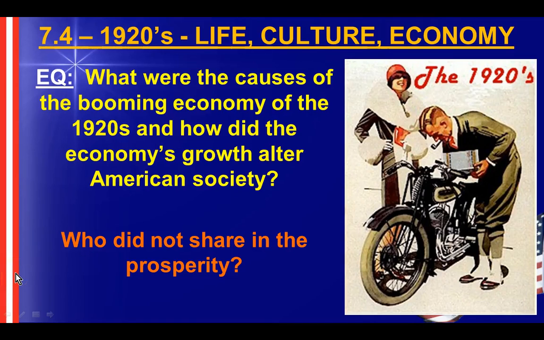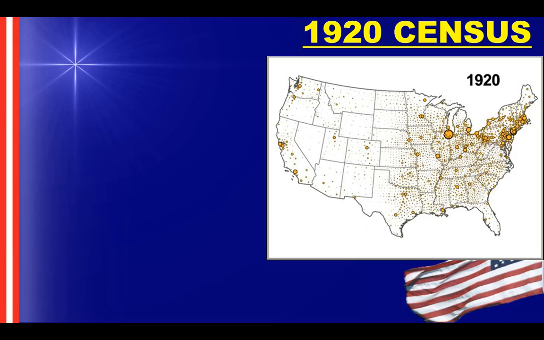All right, the last lesson of Unit 7, 1920s life, culture, and the economy. What were the causes of the booming economy of the 1920s, and how did the economy's growth alter American society? How do we live differently? Who also, though, did not share in the prosperity? That's a big question for us.